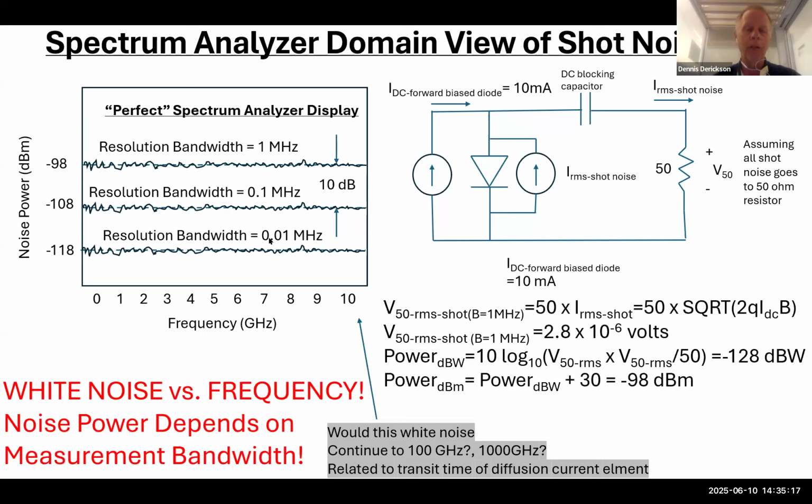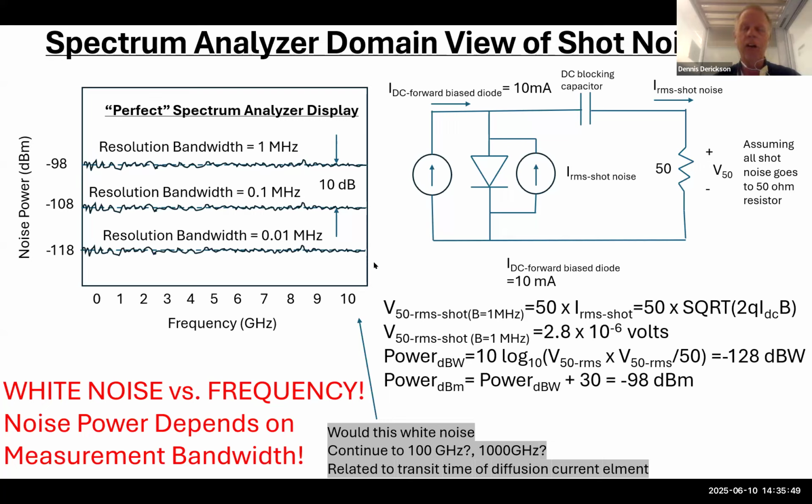And if I went down to a 10 kilohertz resolution bandwidth, the noise in the spectrum analyzer would drop. So the lesson here is that the amount of power you see in your spectrum analyzer depends on the filter width. There is no particular frequency associated with shot noise. It is white in nature, meaning that the noise is relatively frequency independent up to some point right here, where here I showed it 10 gigahertz being flat. But would this continue on forever?